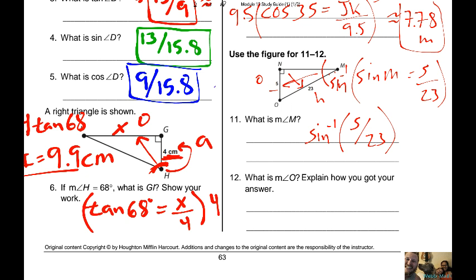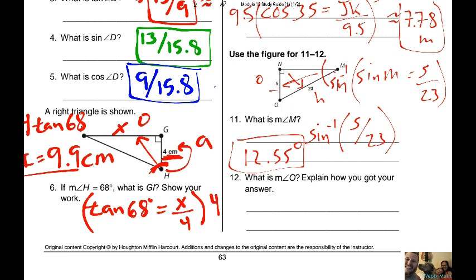So in your calculator, 5 divided by 23, 0.21739. Now you're going to press second sine, and then out comes 12.55. It doesn't say to round or anything, so I'll just be as accurate as possible. And that's in degrees. And again, make sure you are in degrees in your calculator.